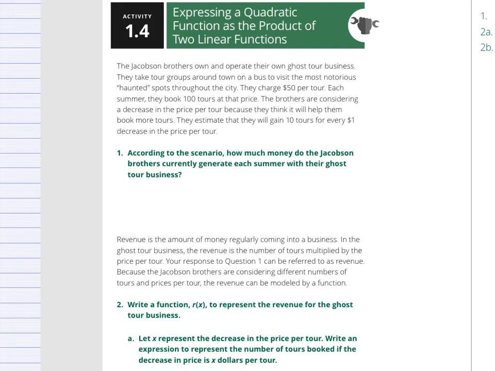The brothers are considering a decrease in the price per tour because they think it will help them book more tours. They estimate that they will gain 10 tours for every $1 decrease in the price per tour. According to this scenario, how much money do the Jacobson brothers currently generate each summer with their ghost tour? Well, that should be pretty easy. If they're charging $50 per person and they give 100 tours, 50 times 100, they're making $5,000. So we're going to see if we can make these guys a lot more money than $5,000.